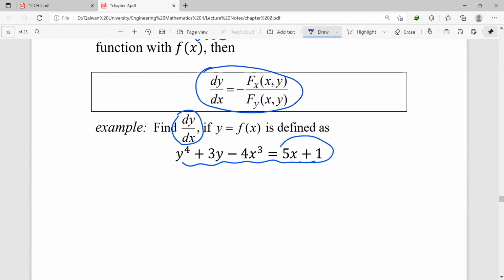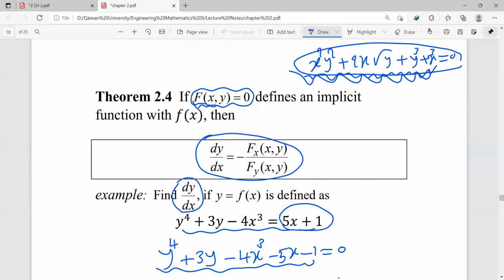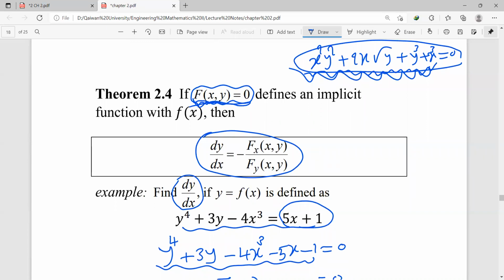How? We are going to make the right hand side 0 by moving all terms from the right to the left, and you get y to the power 4 plus 3y minus 4x cubed minus 5x minus 1 equals 0. This left hand side is capital F of x and y, which equals 0. Applying the above theorem, if we have a function like this and we want to find dy by dx, we just use this rule.